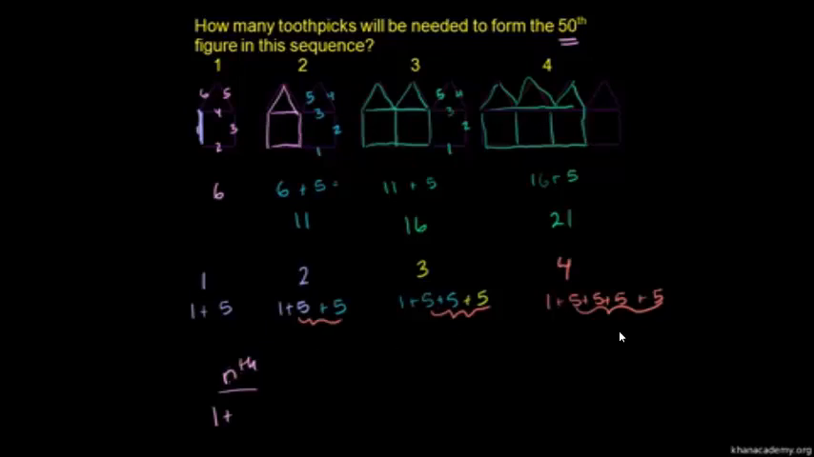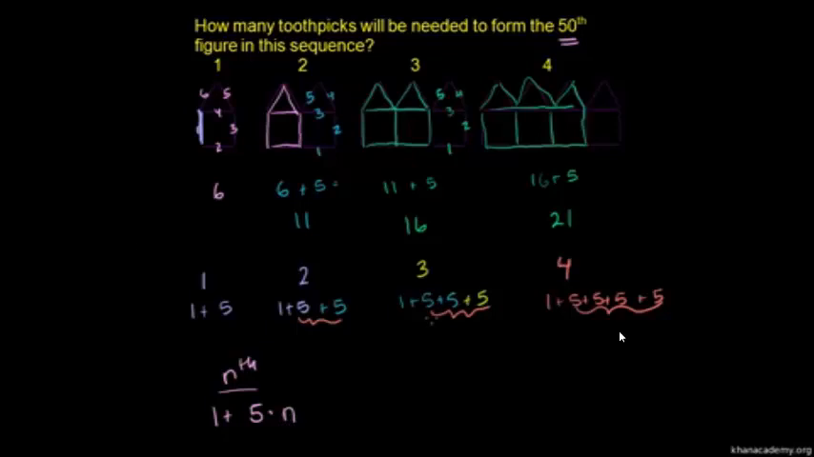So the nth term, if this is 10, it's going to be 1 plus 10 5s. Or if it's N, if I'm kind of abstracting a little bit, I'm going to have 1 plus 5 times N, right? And try it out. If N is equal to 1, it's going to be 5 times 1. If N is equal to 2, it's going to be 5 times 2. If N is equal to 3, it's going to be 5 times 3.